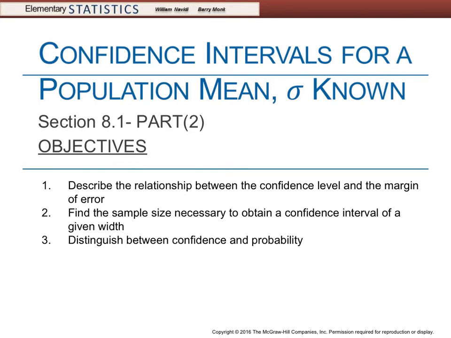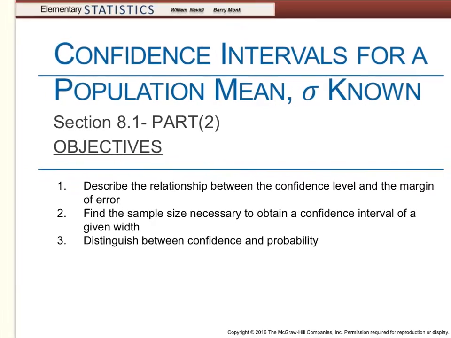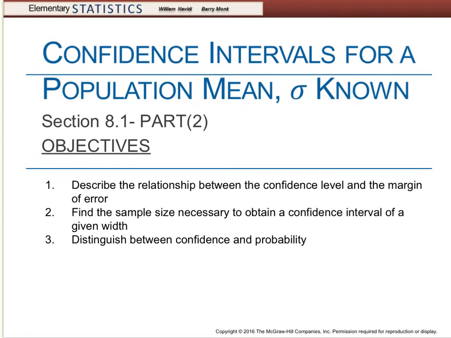So in Part 2 of Section 8.1, we're going to again look at the confidence intervals for population mean and a standard deviation that is known. So our objectives are to describe the relationship between the confidence level and the margin of error, find the sample size necessary to obtain a confidence interval of a given width, and distinguish between confidence and probability.